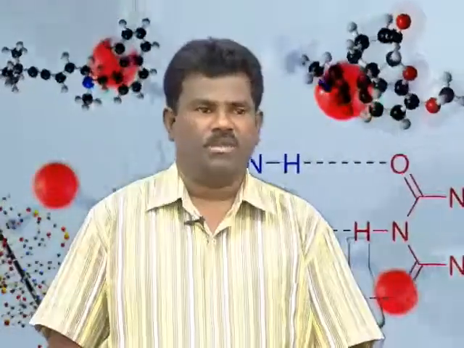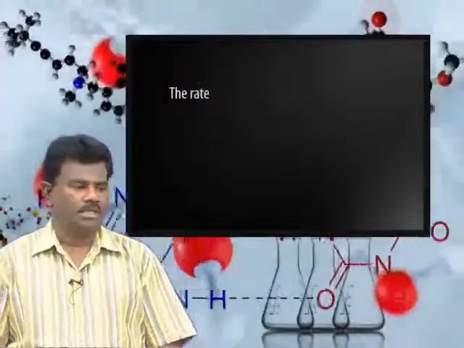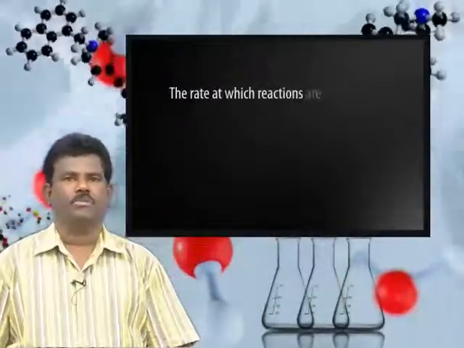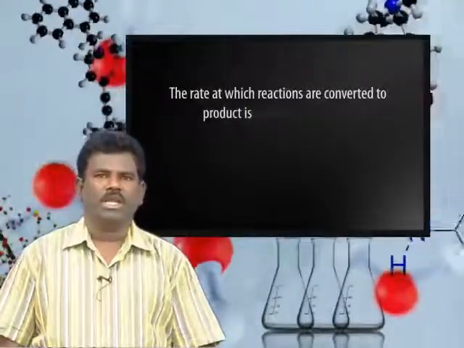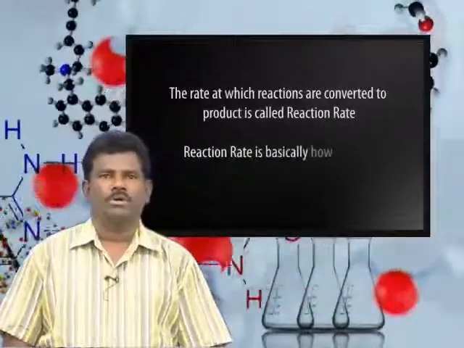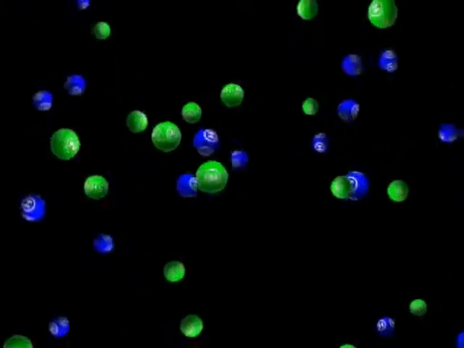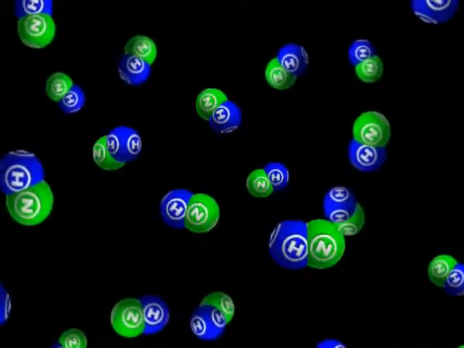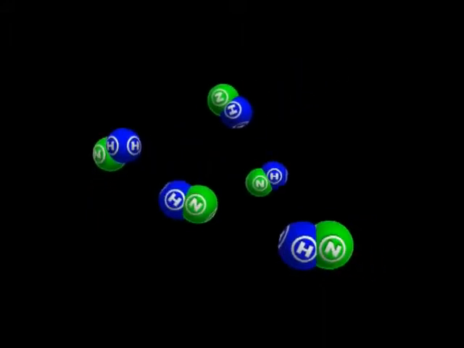Now we will go to the second parameter, that is rate of reactions. The rate at which the reactants are converted into products is called the rate of reaction. It also defines how fast or how slow chemical reactions take place. For example, in faster reactions, the collision between the chemical substances takes place in a small interval of time. If you observe slow reactions, the collision occurs very slowly. Due to this, chemical reactions take place very slowly.